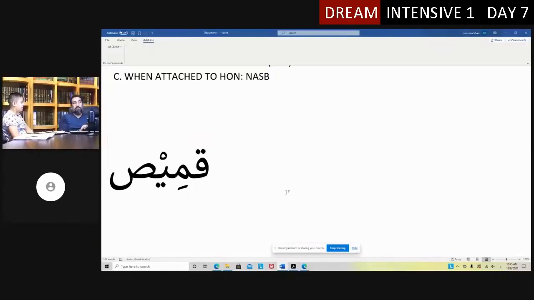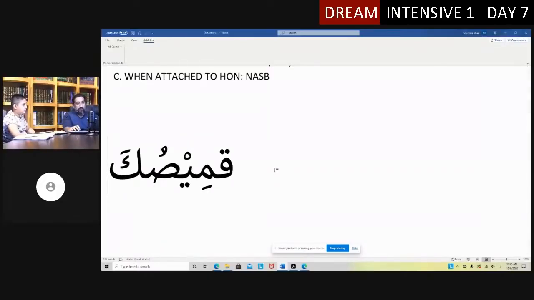So what's the Arabic word for the? Al. And in Spanish you say el. Yep, el is for the. Anyway, qamis is in the Quran. Qamis means shirt, like the shirt of Yusuf alayhi salam. So if I say qamisuka, that's the example I'm going to use.